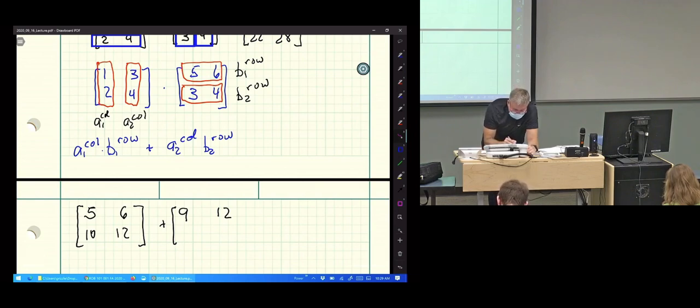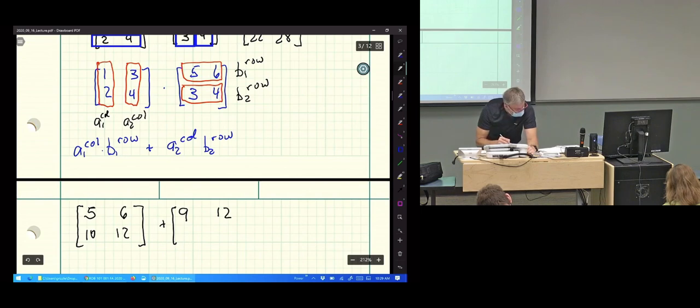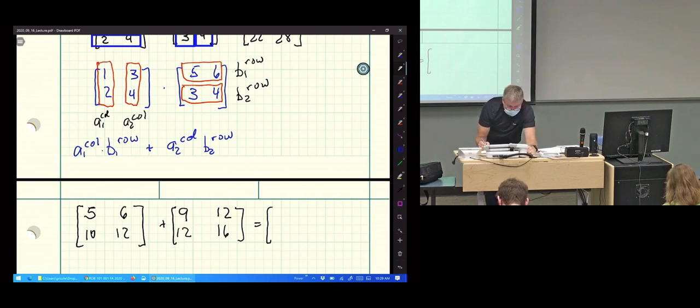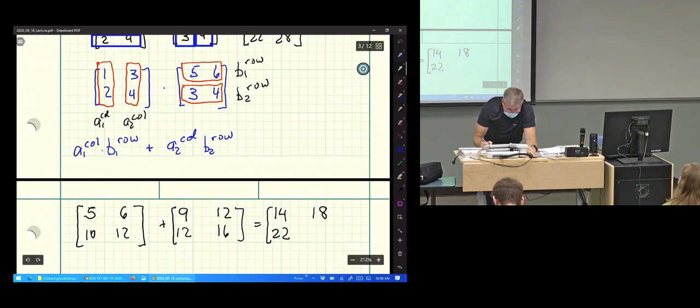Okay, so we're going to complete this. We now do 4 times 3, and then 4 times 4. 4 times 3 is 12. 4 times 4 is 16. Now we do the addition. 5 plus 9, that's 14. 6 plus 12, that's 18. 10 plus 12, that's 22. And 12 plus 16, that's 28.